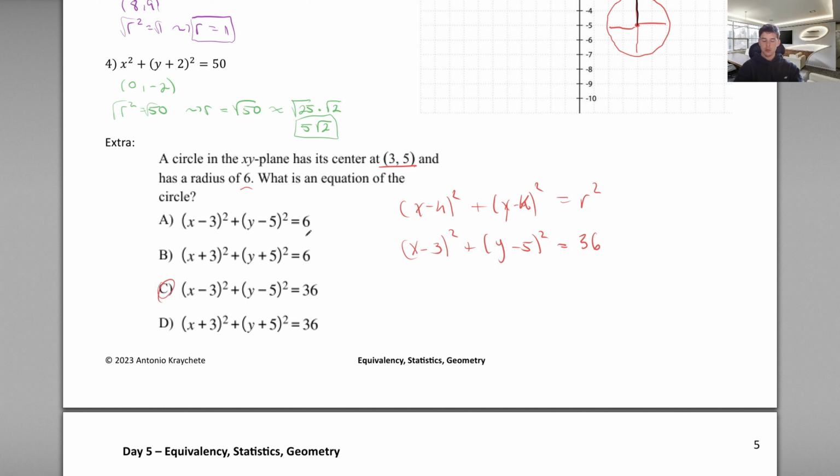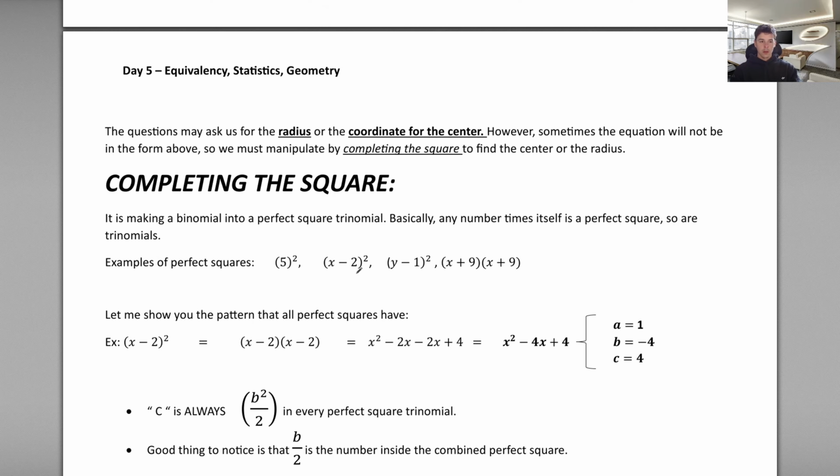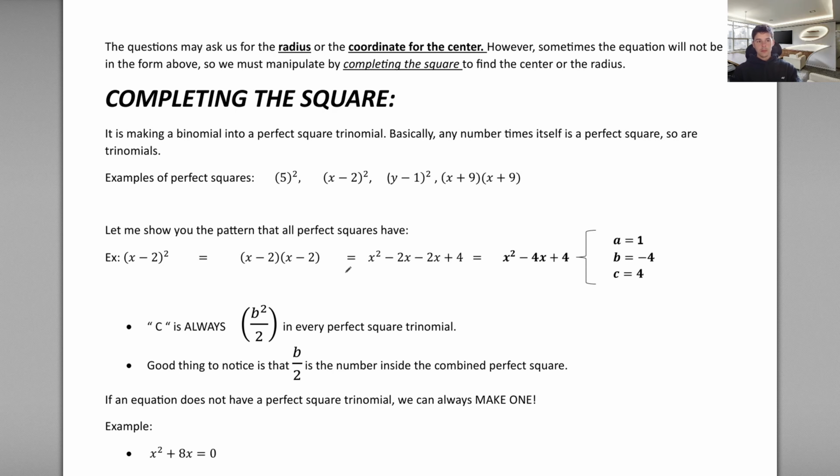So C is right. We could have looked at A and B, looked at the radius, and this is just radius, not radius squared, so that's wrong. And letter D has a positive 3 and a positive 5, and we know it's got to be negative based on the formula. All right.